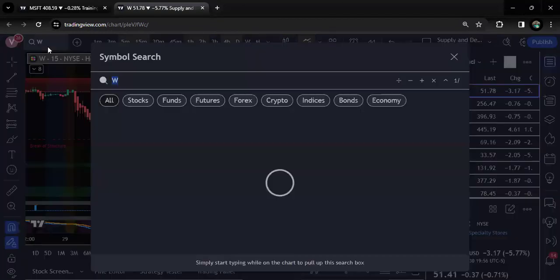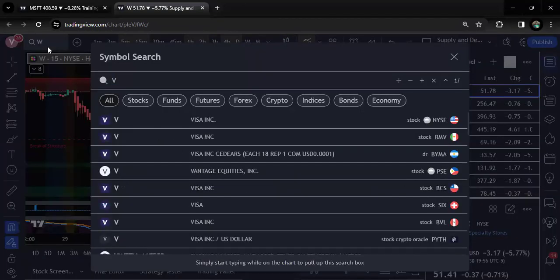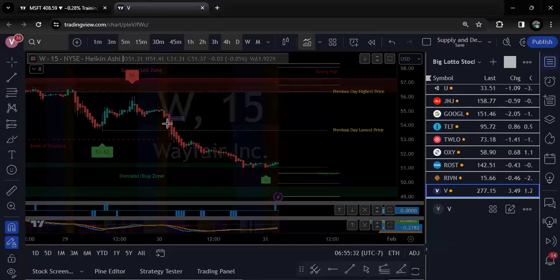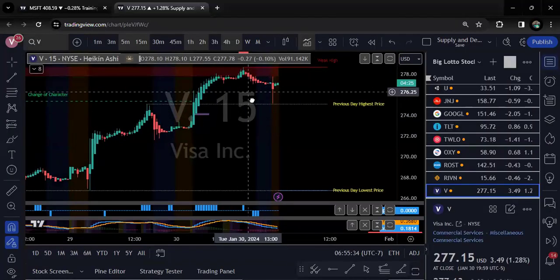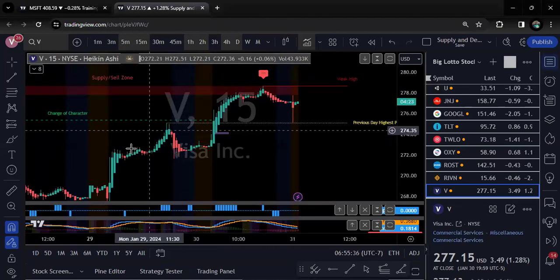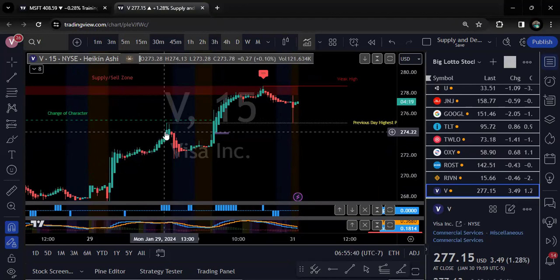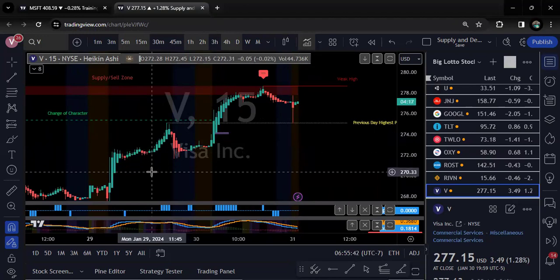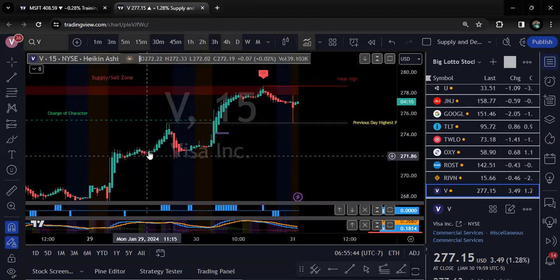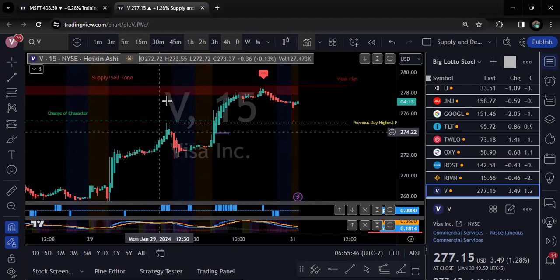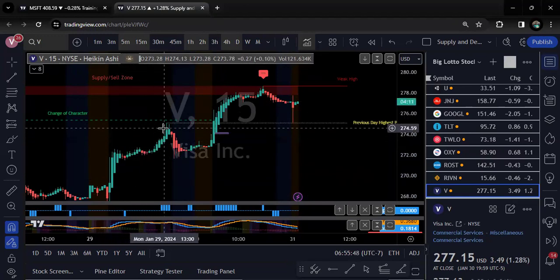V. These are the stocks that went up the whole day and they had low volume. We're talking about low volume, not any other stocks. Cost didn't have low volume. Okay, V. So it went up. It had low volume on Monday. It was going up on Monday, but volume went down. Okay. Cost was going up and volume went up. V was going up, but volume went down.